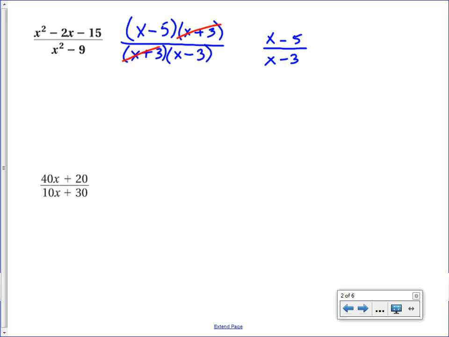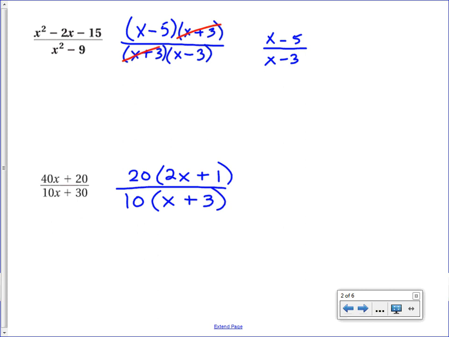Let's try the next one here. It's a different type of factoring, but we can still factor the numerator. We can take out a 20. You have to show the 20 that you're taking out, which will leave us with 2x plus 1 inside, over. In the denominator, we can take out a 10, which will leave us with x plus 3.